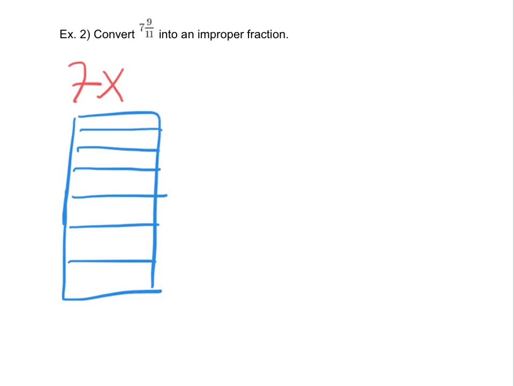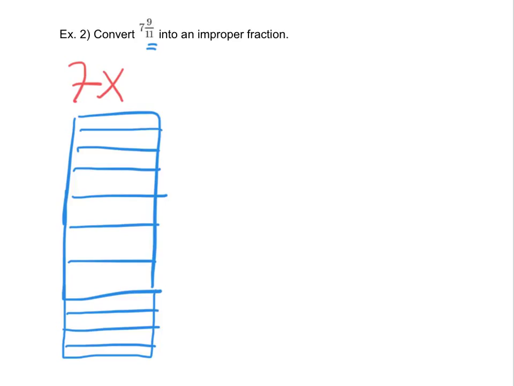Okay, so if we have 7 of them, and actually, apologies, that should be 11ths, because the bottom of the fraction is 11ths. So we have 7, 8, 9, 10, 11. 1, 2, 3, 4, 5, 6, 7, 8, 9, 10, 11. Because the bottom of the fraction was in 11ths, we have to divide each unit into 11 pieces. So one unit divided into 11 pieces, and we have 7 of those.